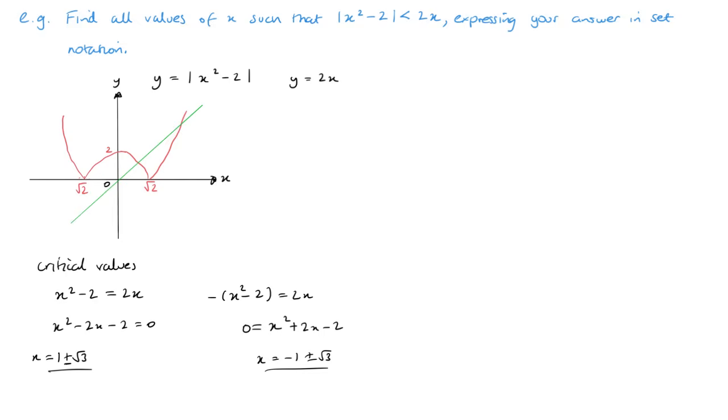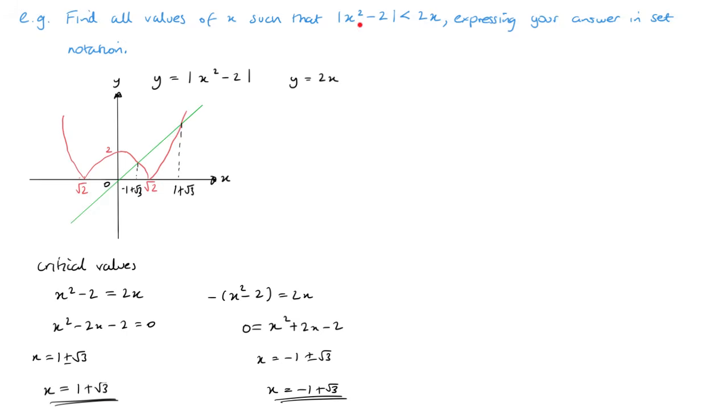So this is where I have to be careful, and what I have to do is pick the values that actually work. So it's x equals 1 plus root 3, and x equals minus 1 plus root 3. And that is then shown on the graph. So this value here is 1 plus root 3, whereas this value is minus 1 plus root 3. So these are my critical values.